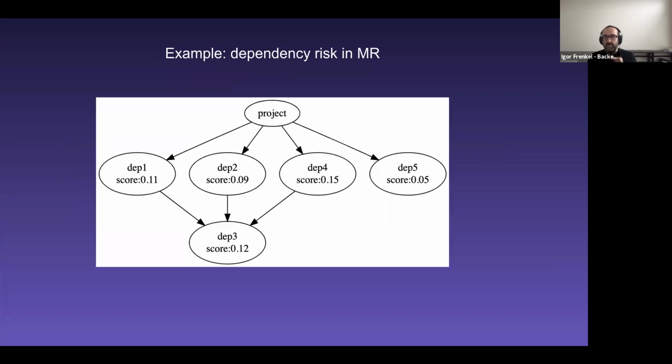So this is an example of dependency risk in an MR. So here's our project. It's fairly simple. It's got this first layer of dependencies, and then you've got these 3 dependencies that rely on dependency 3. You can see the risk scores here. I'm just playing around. There's no such risk score really, but you can see they're fairly low, right?